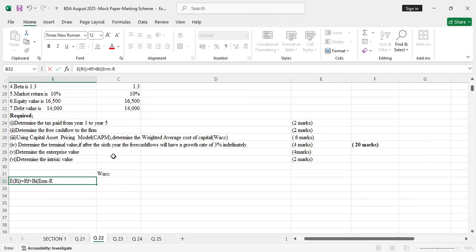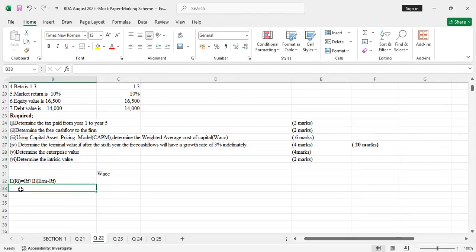Minus the risk-free rate, the RF. Yeah, that's how you calculate the cost of what? The cost of equity. So this expected rate, it's always put in the bracket. The expected return on the market. Yeah, so that's what we'll use.